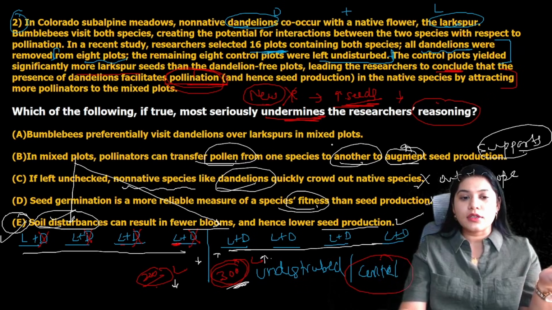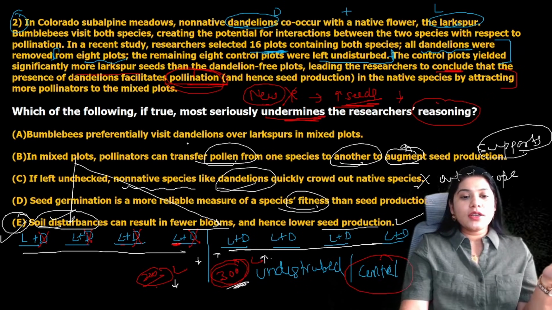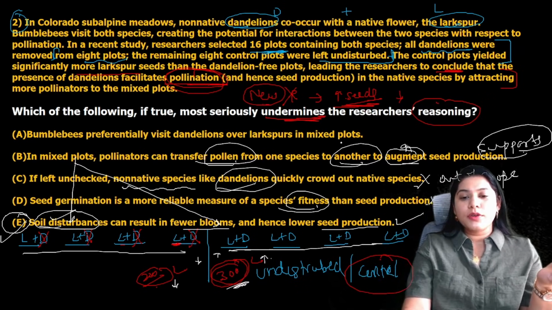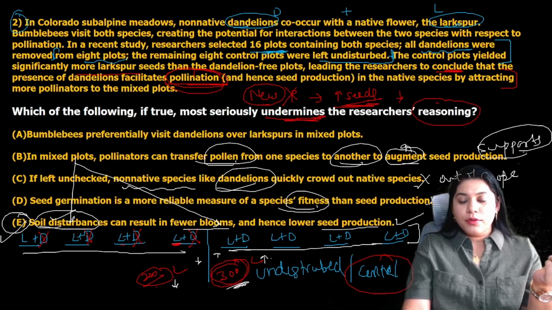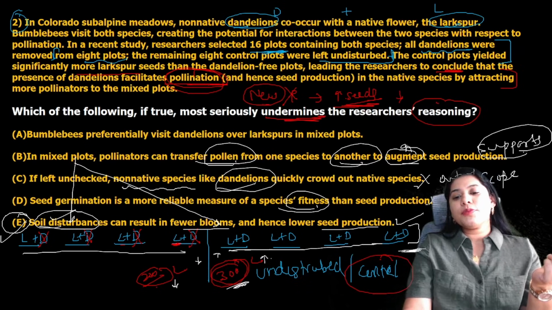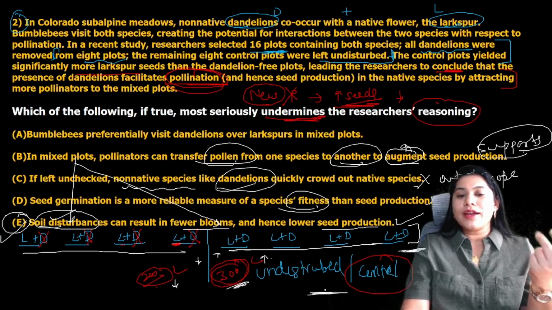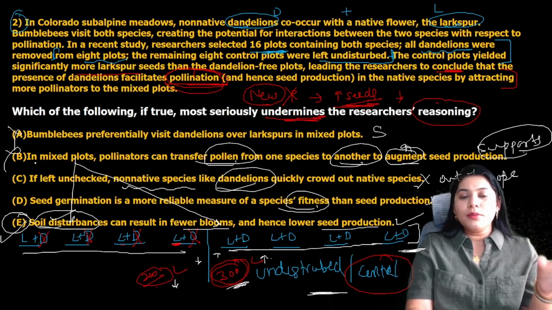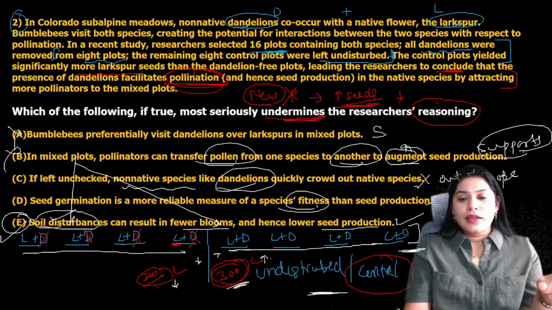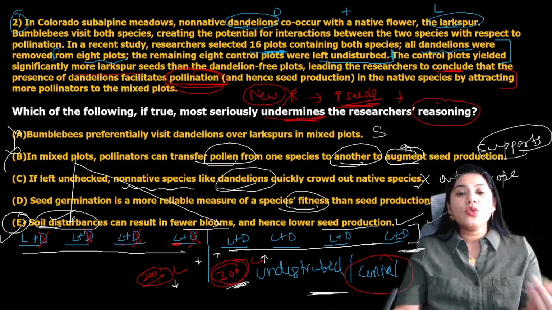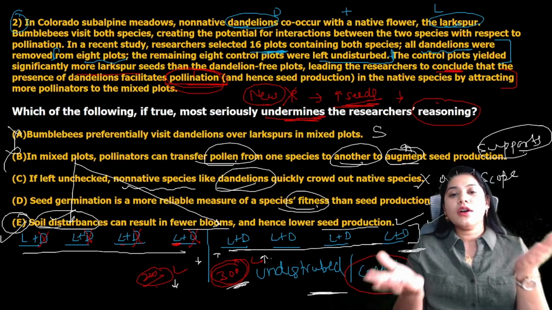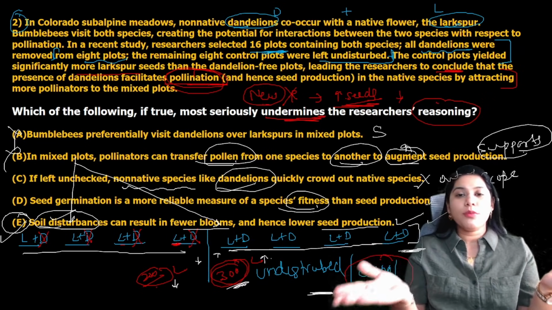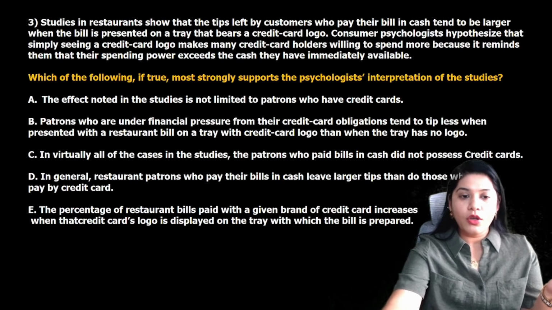It increases the seeds. Bumblebees preferentially visit dandelions over larkspur. Okay, if they visit dandelions, that's why they preferred this particular plot, the second plot, and again we are supporting pollination rather than undermining or weakening it. So A and B are saying the same thing. No, E is the correct answer. It gives you a new reason, other than the given reason, for the difference between the number of seeds in the two different plots. Correct? Okay.